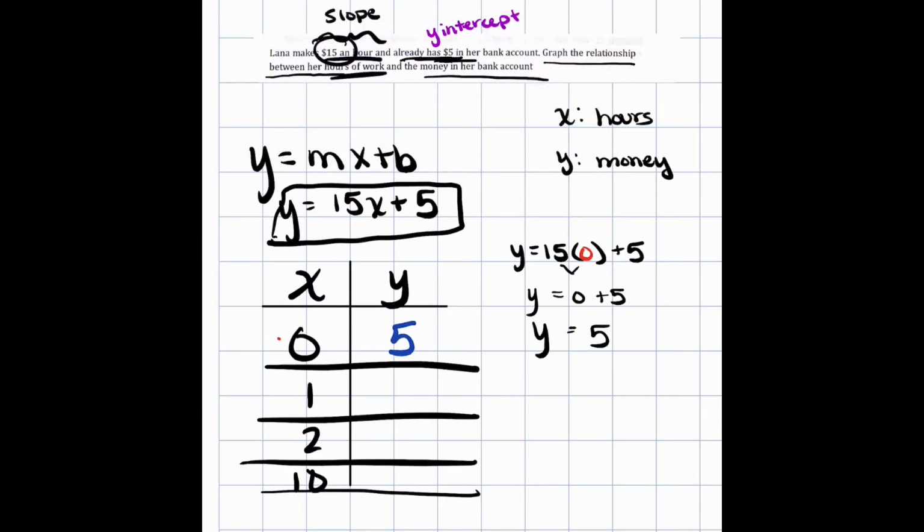And then if you think about what this represents in your problem, remember x is hours, y is money. So at 0 hours of work, Lana makes $5, which has to do with her problem up here of she already has 5. So at 0 hours of work, she already had $5. Okay, and then you could just keep this process going.